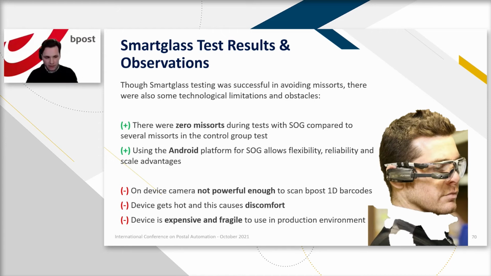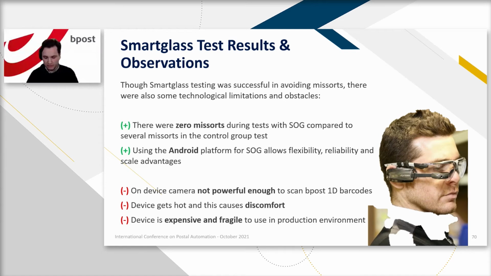So that was all fine and well, but we also ran into some technical limitations, mainly around the use of the smart glass. The camera that we used to scan the barcodes is simply not powerful enough. Since the device does all the processing on itself, it got hot and was not comfortable for the operators. And it's not a device that is really meant to be used in that environment, at least not 4 years ago.